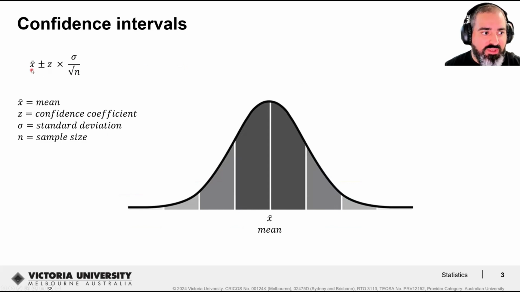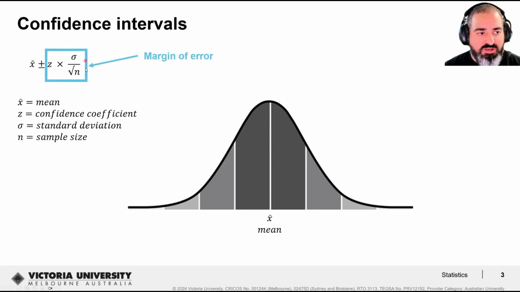So X bar here is your mean, plus or minus Z, which is your confidence coefficient, times sigma, which is your standard deviation, divided by the square root of n, which is your sample size. So that's the basic math we're working with. And I'm going to refer to this part of the equation as the margin of error.